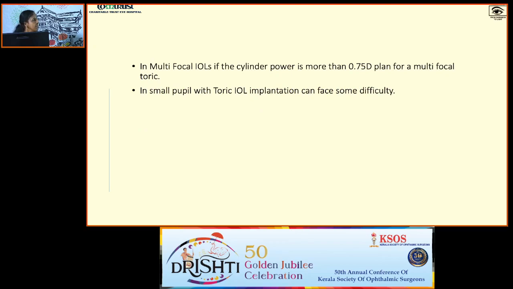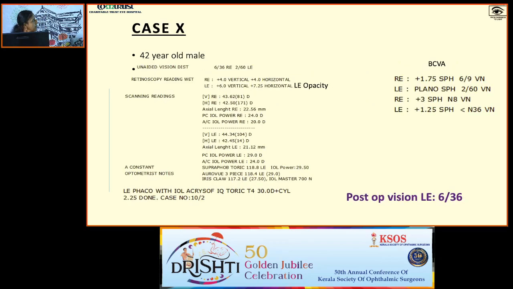With multifocal IOLs, when there is a cylinder power of more than 0.75, always go for a multifocal toric, or the patient will never be happy. Similarly, when you have a small pupil, toric IOL implantation is very difficult, so initially it is better to avoid such cases. Later on, if you are very confident, you can use the irrigation port, use the dialer in the other hand, and make sure the axis is aligned properly.